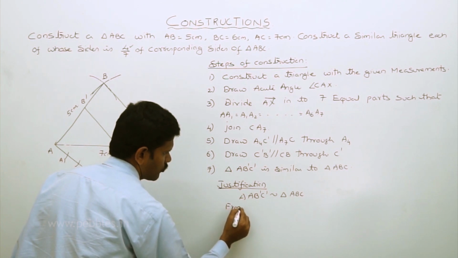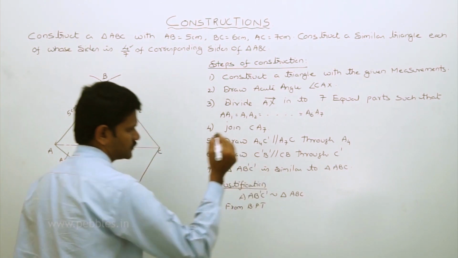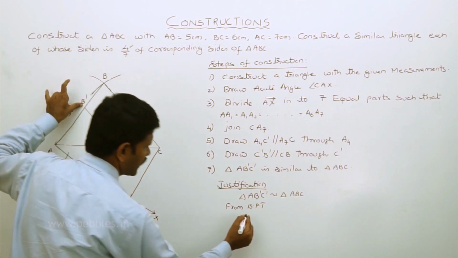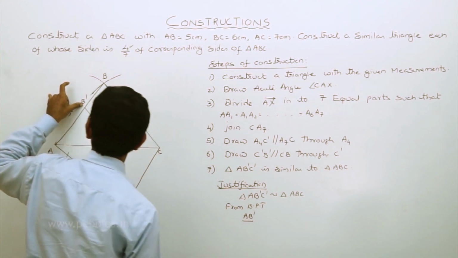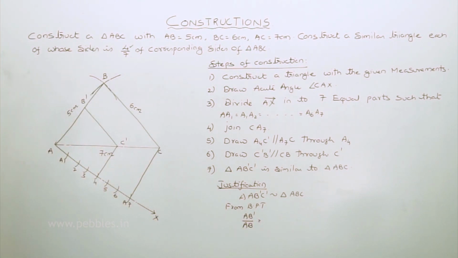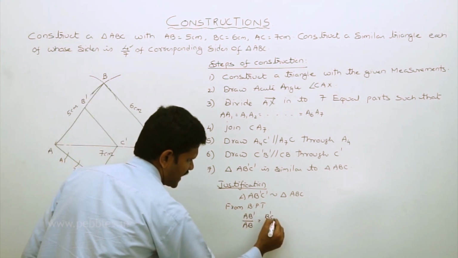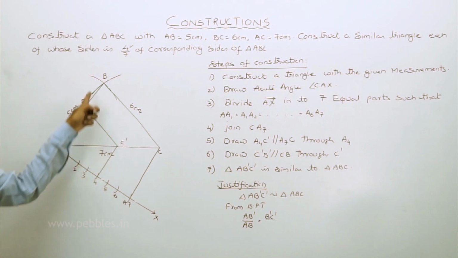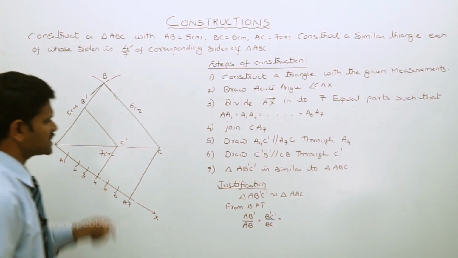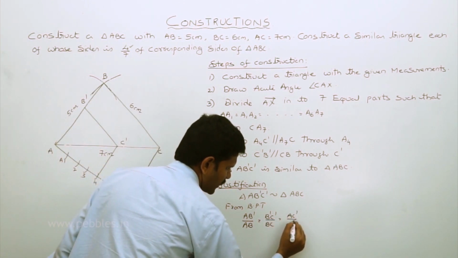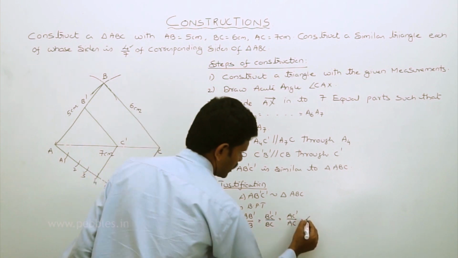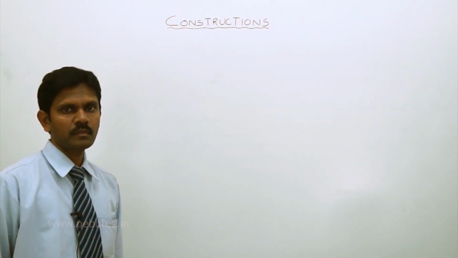Now from BPT, the basic proportionality theorem, AB'/AB is equal to B'C'/BC equal to AC'/AC is equal to 4/7. Let us see the next problem.